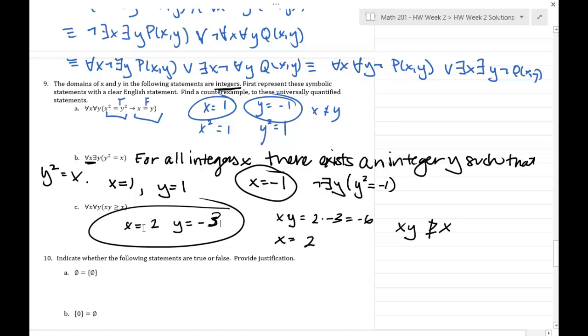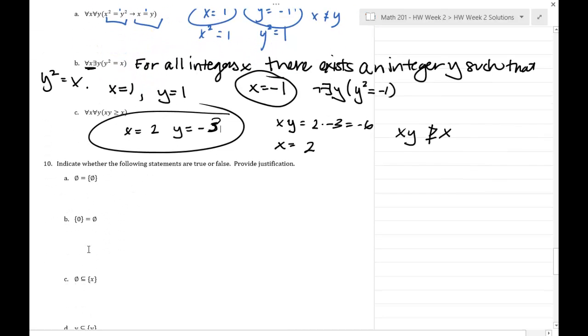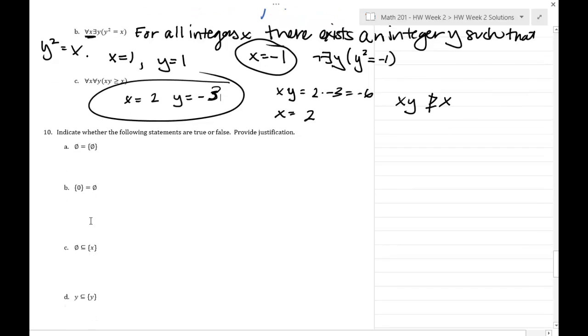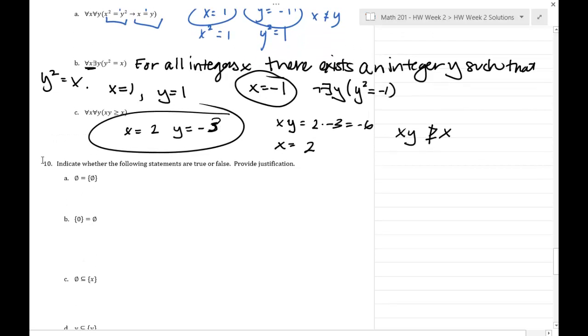Now let's look at number 10. We've got some statements involving the empty set and just different set notation. On part A, we're trying to figure out, is it true or false that the empty set is equal to the set containing the empty set? Because I know if A equals B, then the cardinality of A must equal the cardinality of B, because they have to have the same exact elements, so then they must have the same exact size.